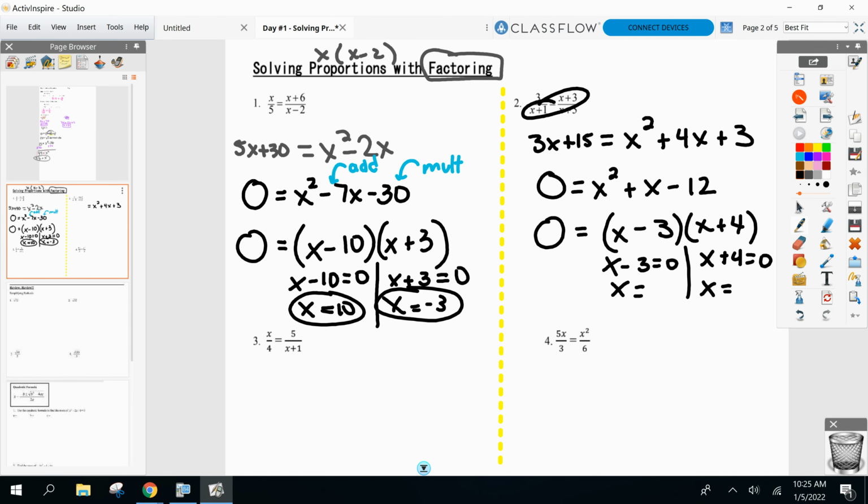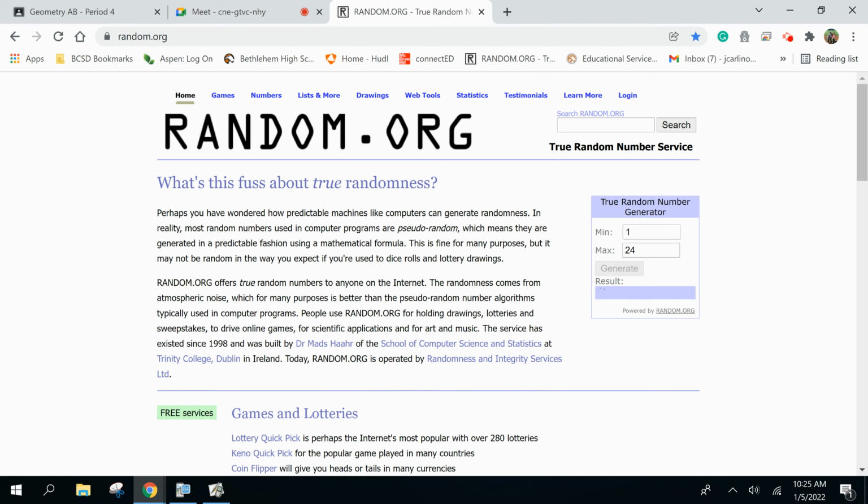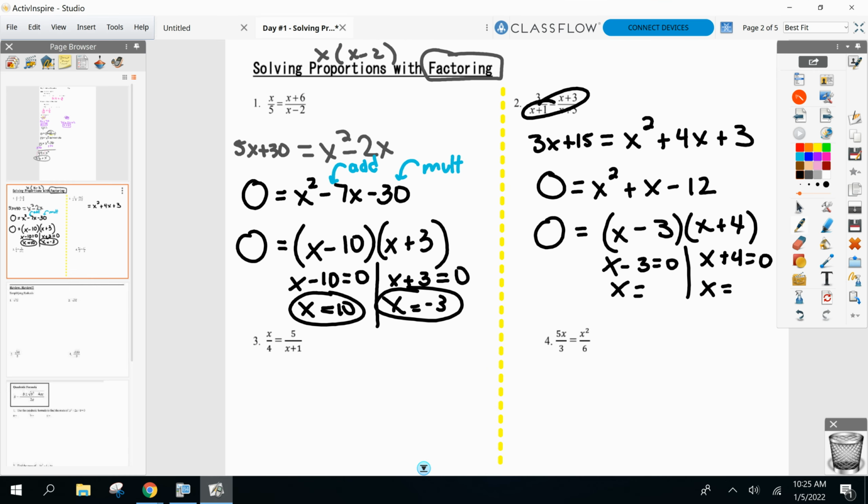So we end up with my 2 final answers here. Yep, positive 3, negative 4. Great job. There's my 2 answers. 3 and negative 4. Questions from you guys? All right, let's go. Number 3 on your own or in your group, whichever.